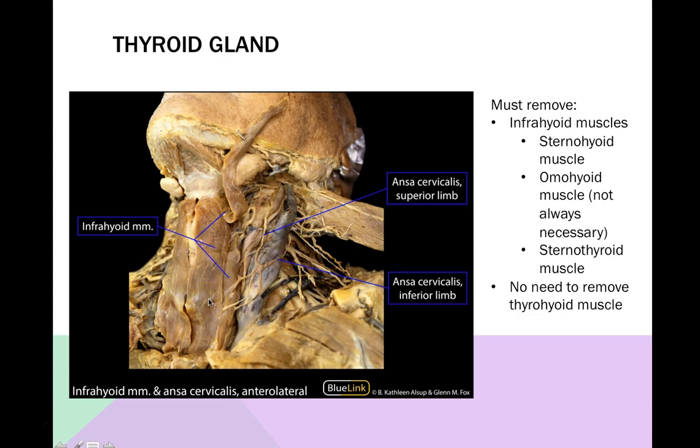I think we have it coming up in another picture. And we can also reflect the omohyoid, which sits a bit more lateral, or we could just kind of pull it more laterally so we could see the gland a bit better. And we have no need to dissect away the thyrohyoid muscle that would be sitting deep to this muscle over here, because it would be found superior to the thyroid gland.